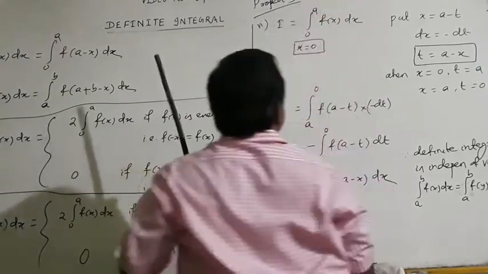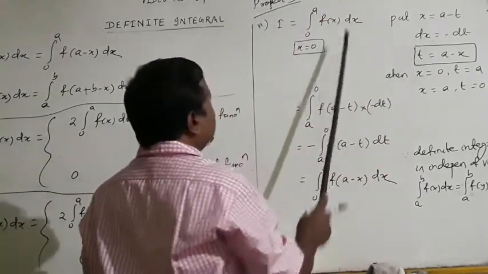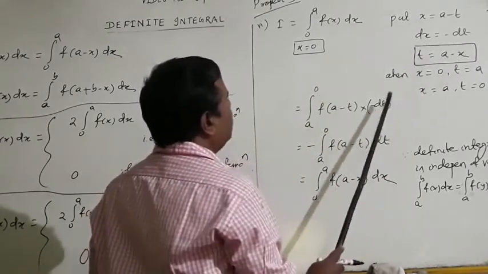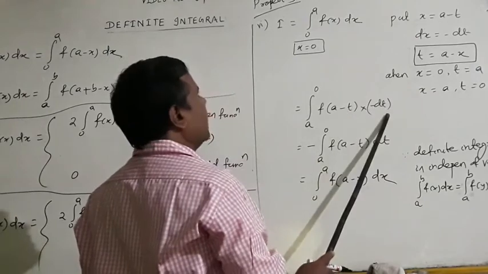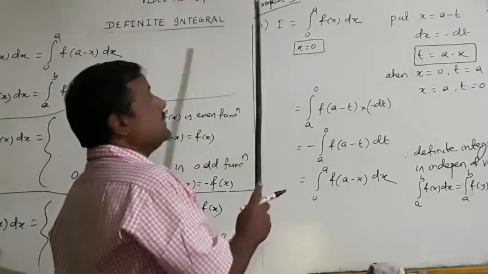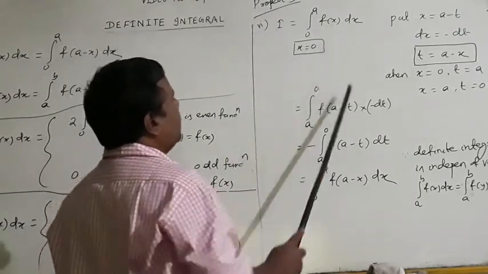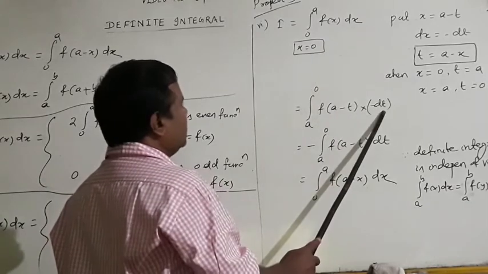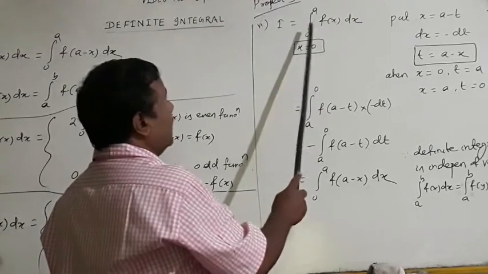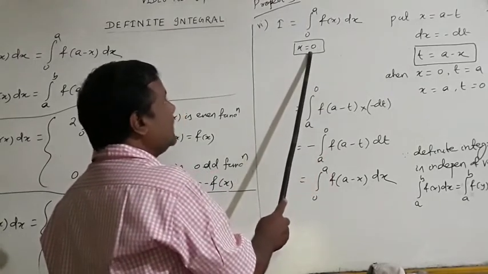Now when I put x is equal to a minus t, in place of dx you have to put minus dt. Okay, both are correct. But you should not put 0 to a. That is very, very important. Many students are doing it like this: they put a minus t, they put minus dt, and they put 0 to a. Never do this, because according to this definite integral, this starts from x is equal to 0.